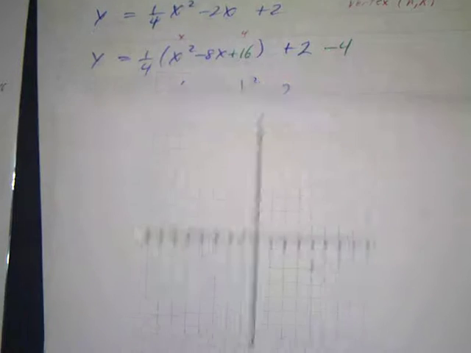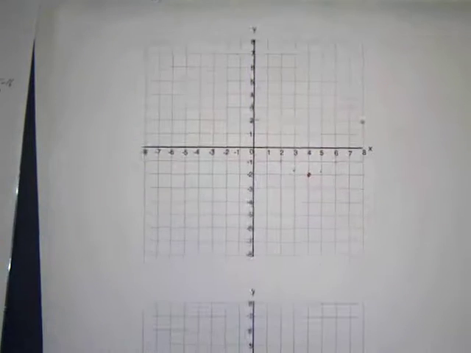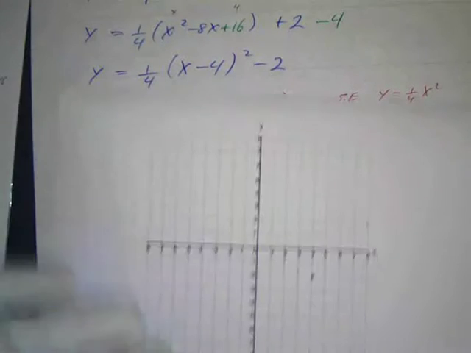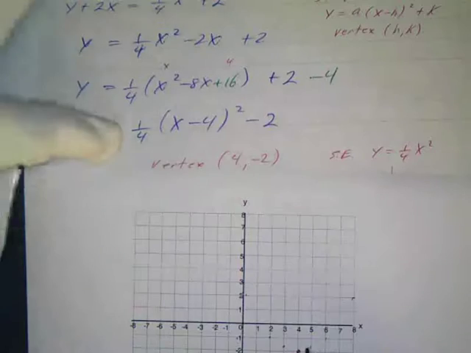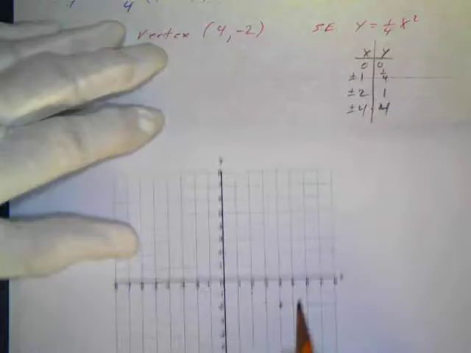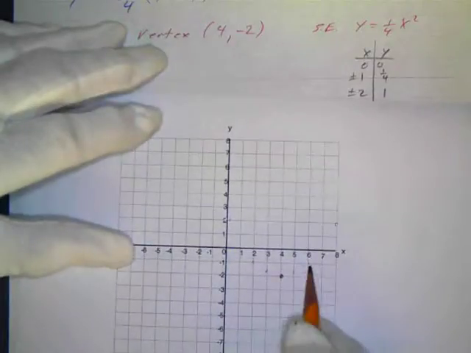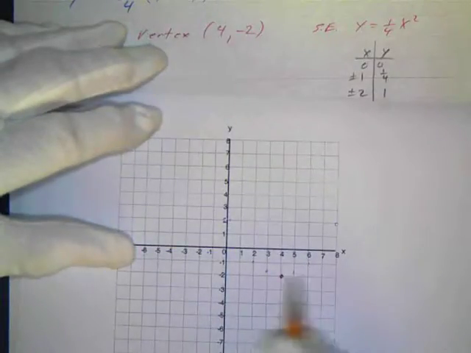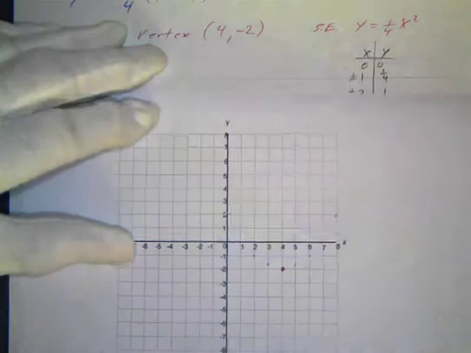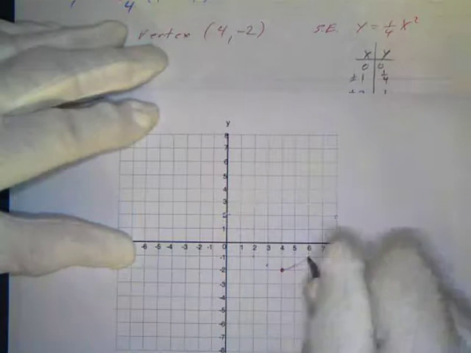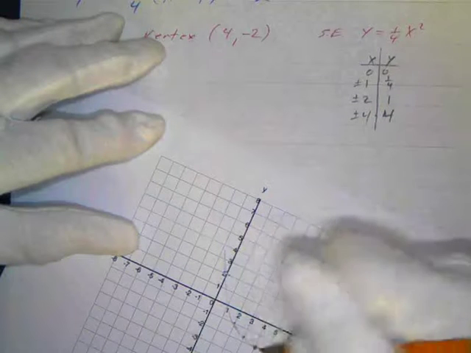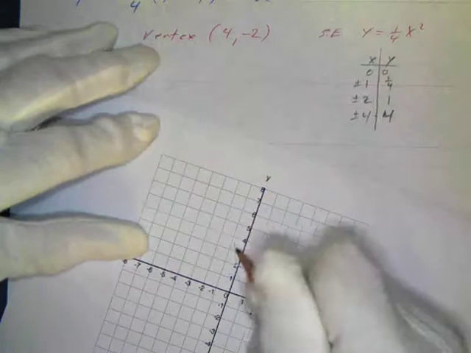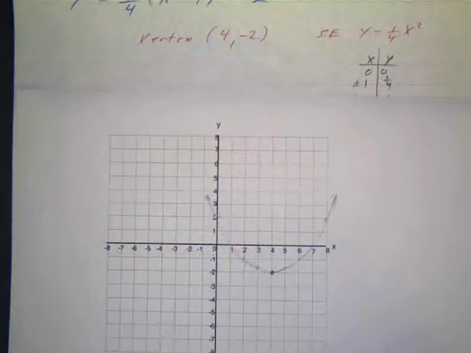So that gives me plenty of points. Okay, so I'm using these points over here. So plus or minus 1 up a fourth, plus or minus 2 up 1, and plus or minus 4 up 4. So I can draw my parabola. There's your vertex, and there's your parabola. Okay, nice smooth parabola, no problem there.